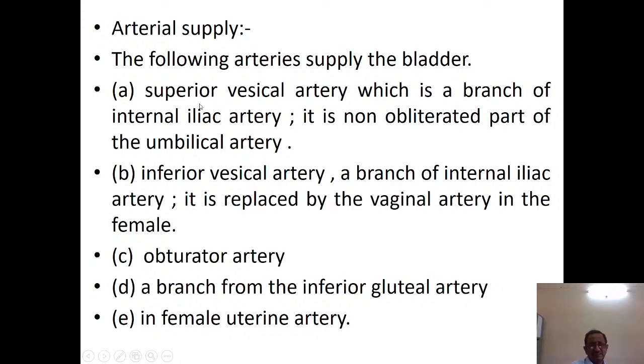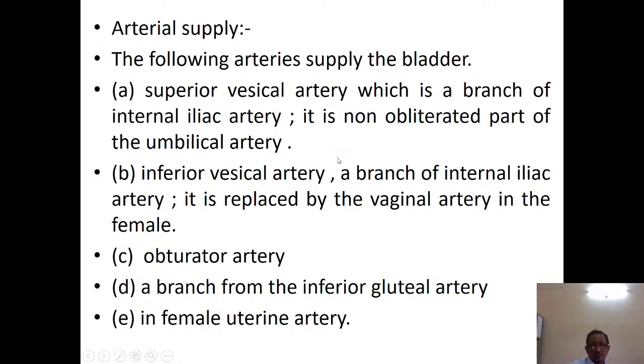Arterial supply. The following arteries supply the bladder. The superior vesical artery, which is a branch of internal iliac artery. It is the non-obliterated part of the umbilical artery. Next is the inferior vesical artery, which is a branch of internal iliac artery. Then the obturator artery. Then a branch from inferior gluteal artery and, in the female, the uterine artery.